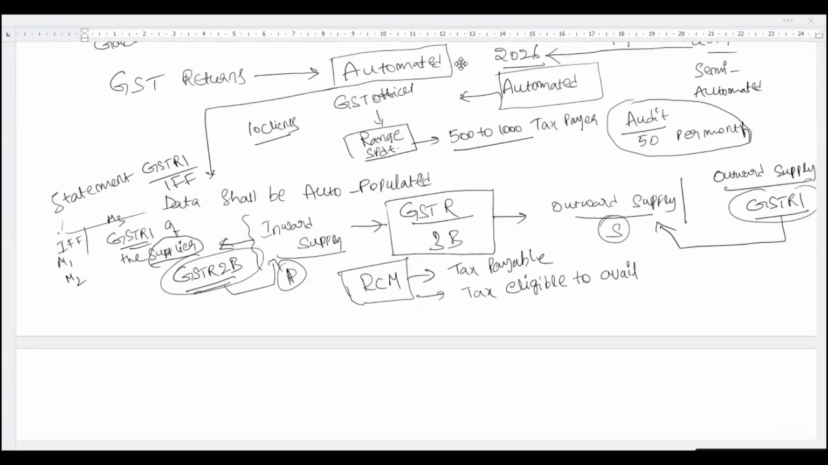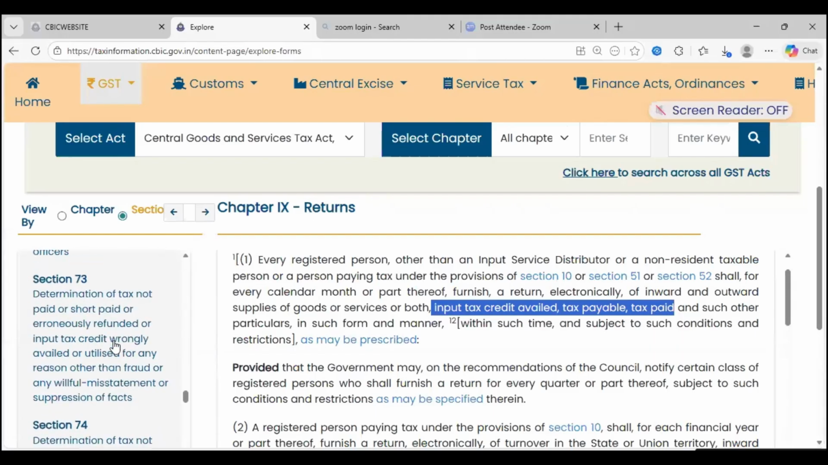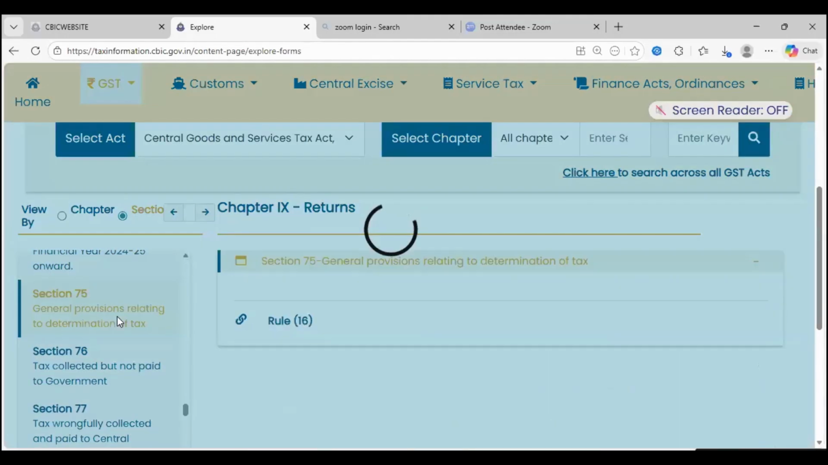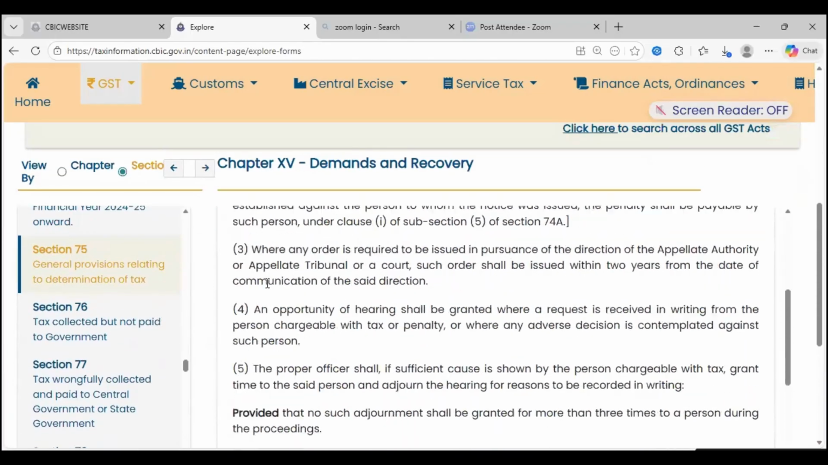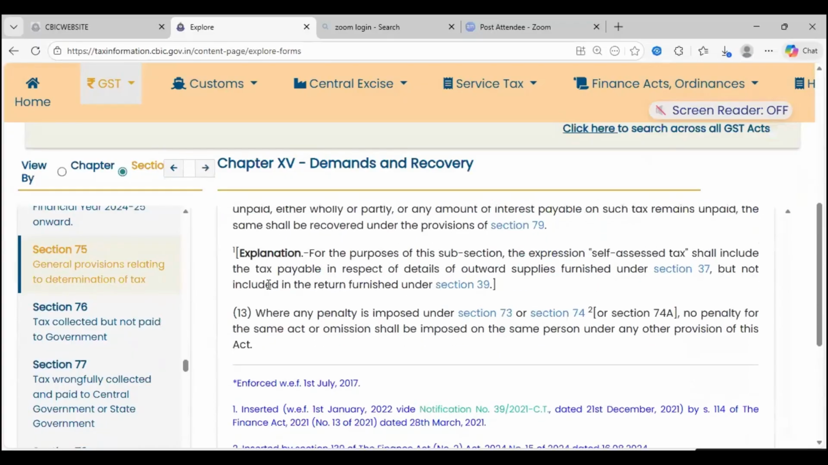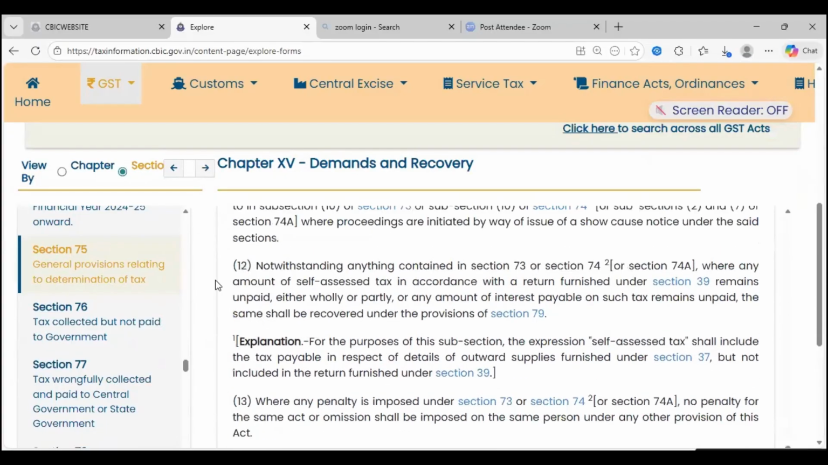Now, having said that, there's one important provision under section 75, subsection 12. I'll just show you that. Government has said that, look, I gave a mechanism which is called populated data. Now there are some clever people who wanted to save the tax. That is where this provision was brought in.